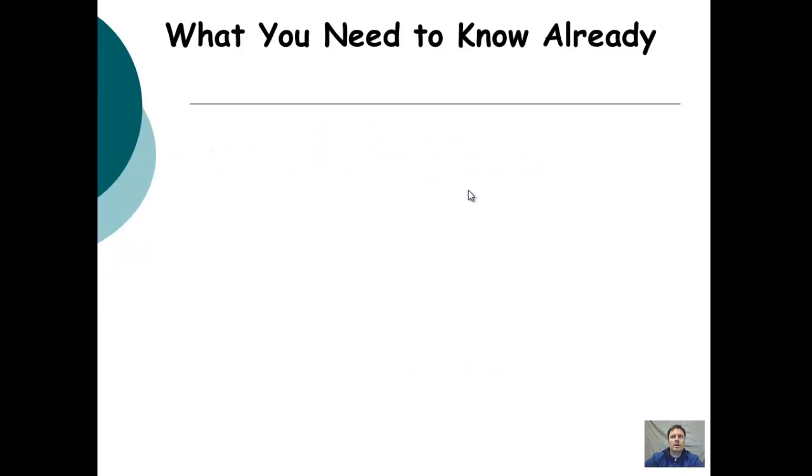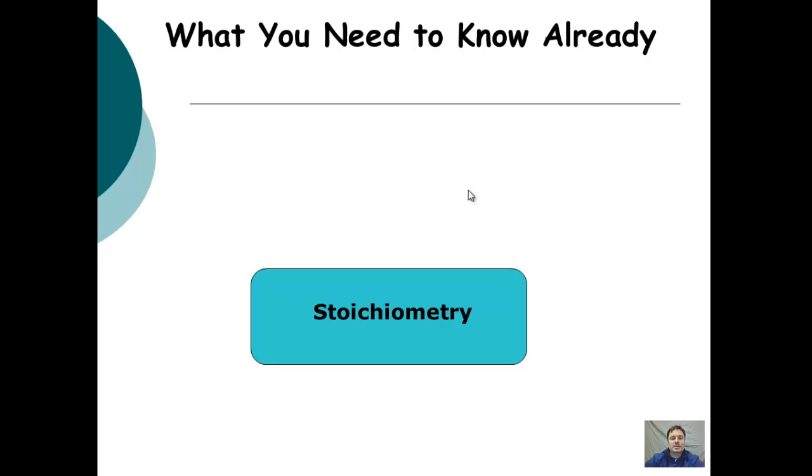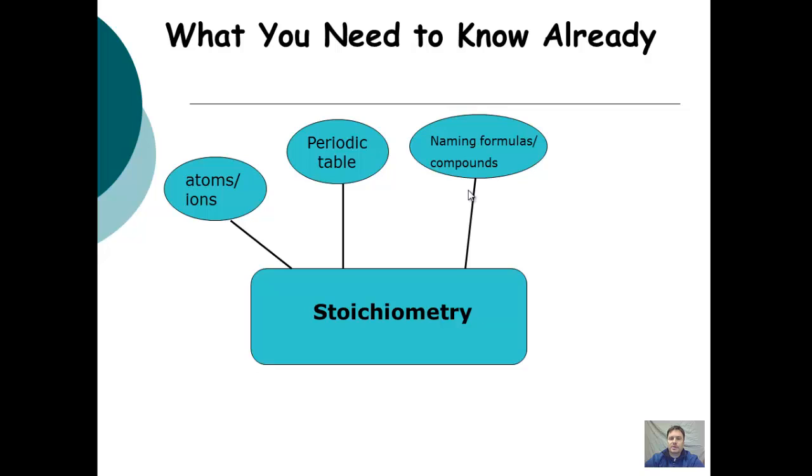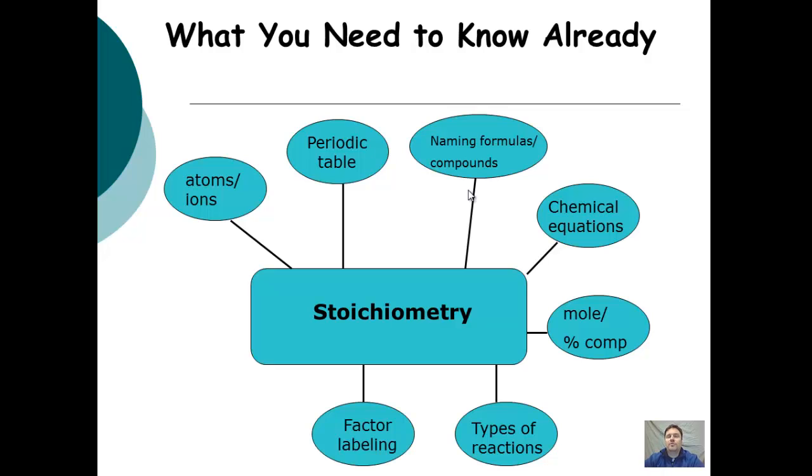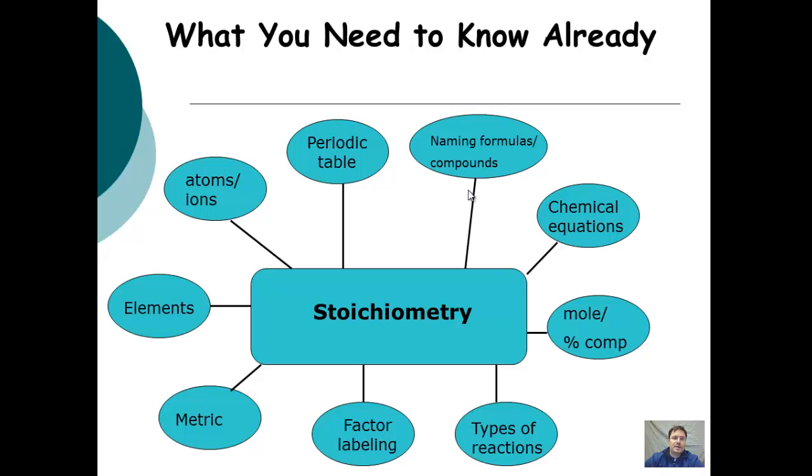If we look at what we've already learned that goes into stoichiometry, we talk about atoms and ions. We have to use the periodic table. We have to be able to write and name formulas. We have to be able to balance chemical equations. We need knowledge of moles and percent composition. We need to know types of reactions so we can write our chemical reactions. We need to do factor labeling so that we can do the math in this. We also need metric and talking about the elements. There's a lot of stuff that we have done all year long that has been building up to this.